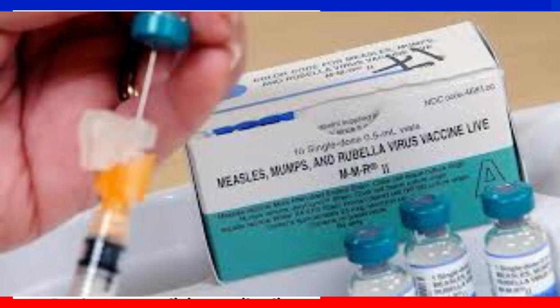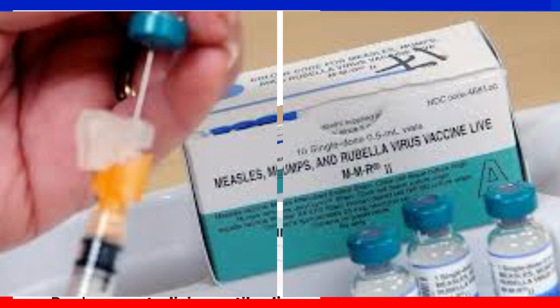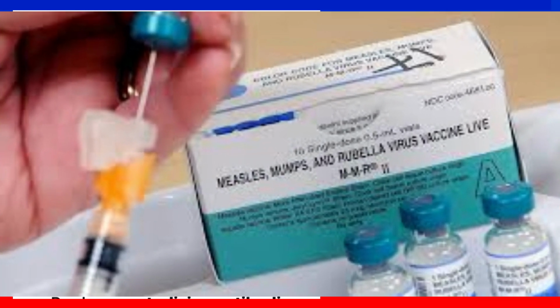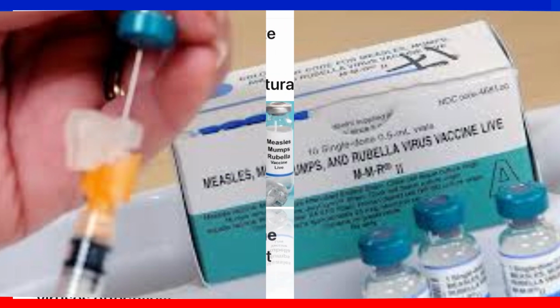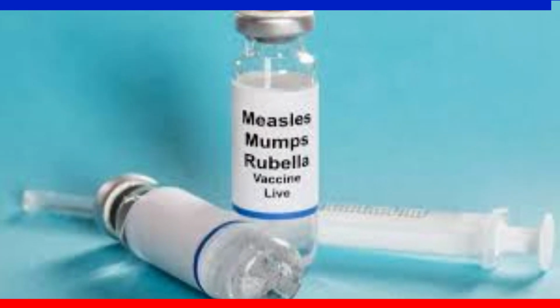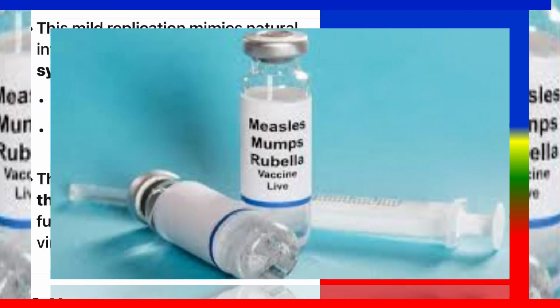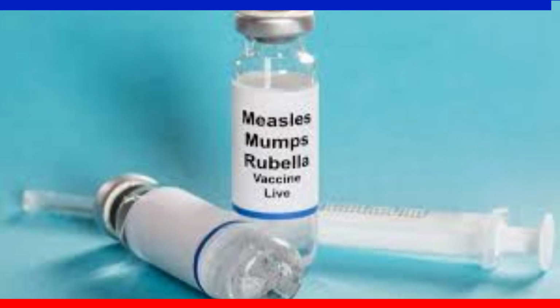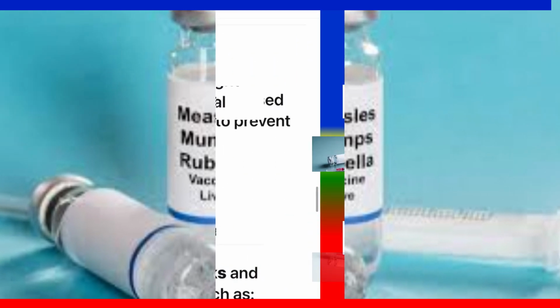3. Mechanism of action. The MMR vaccine contains live, weakened, attenuated strains of the measles, mumps, and rubella viruses. Once injected, the attenuated viruses replicate slowly within the body. This mild replication mimics natural infection, triggering the immune system to produce neutralizing antibodies and activate memory B cells and T cells. These immune responses prime the body to recognize and fight future exposures to the actual viruses effectively.